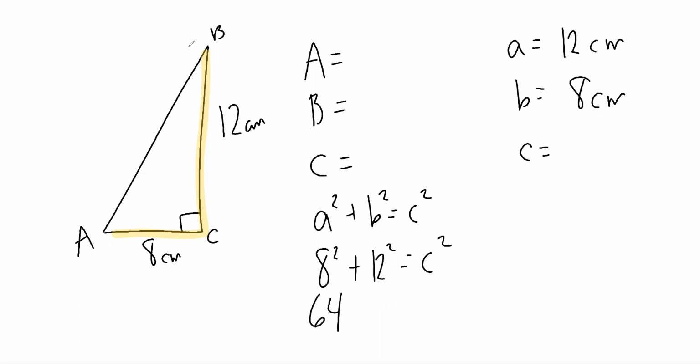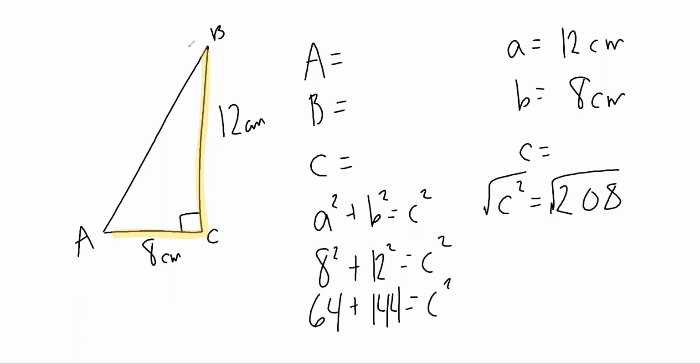I'm going to have 64 plus 144 equals c squared. So c squared equals 208. We've got to take the root of both sides. So c equals, now let's break it down into prime numbers. I have 2 times 2. I could just keep dividing this sucker by 2. By 2 times 2 times 13. So 16 times 13 gives me 208.